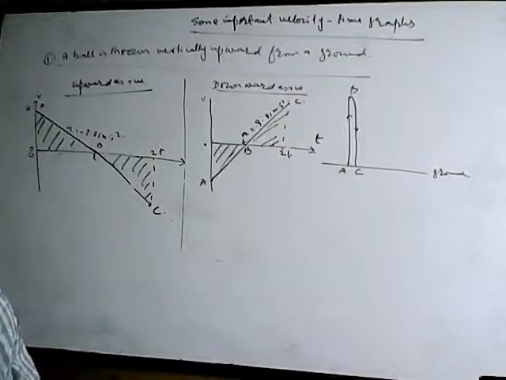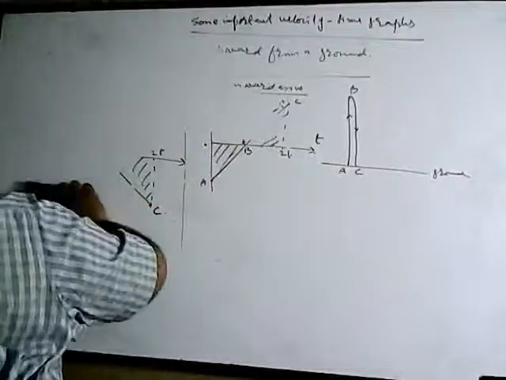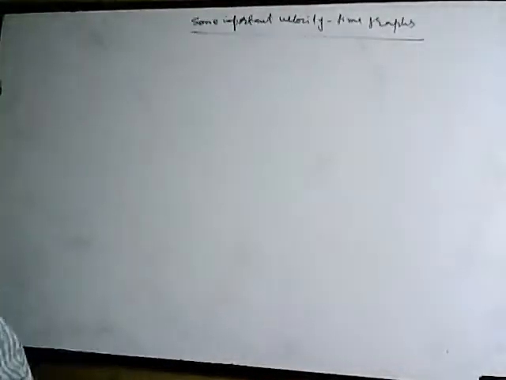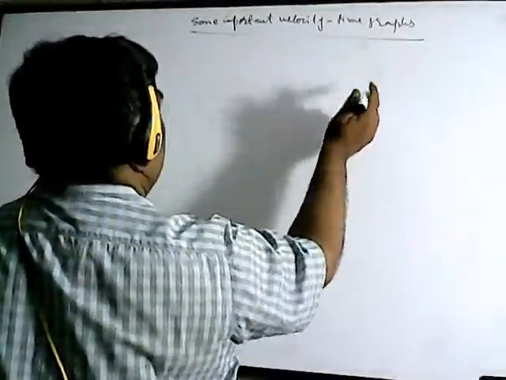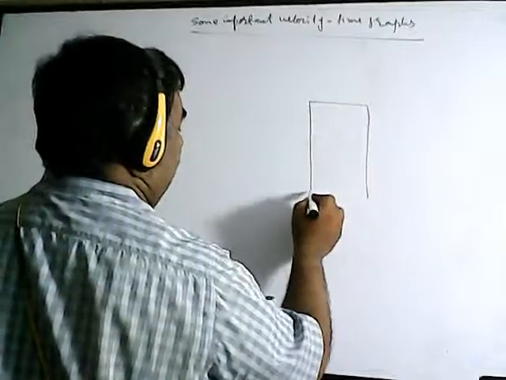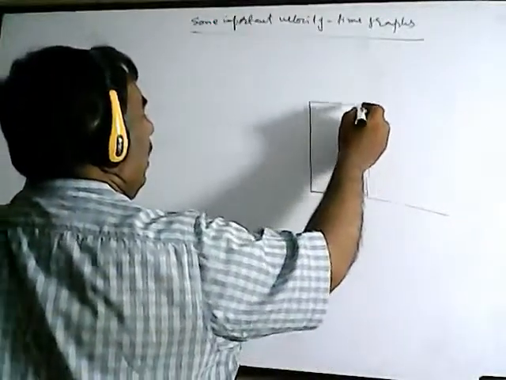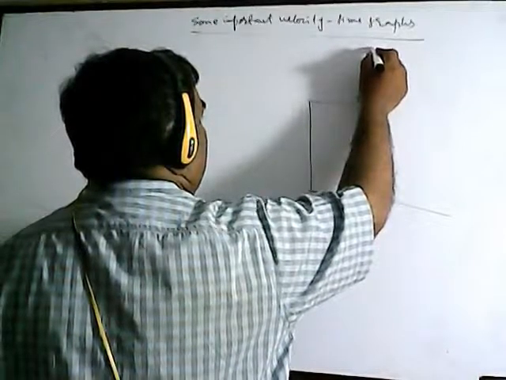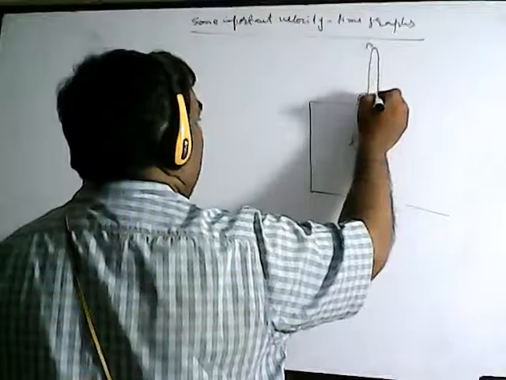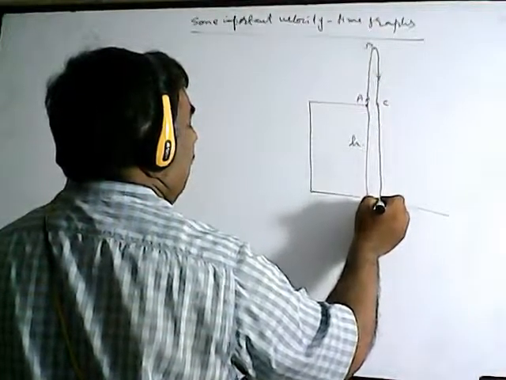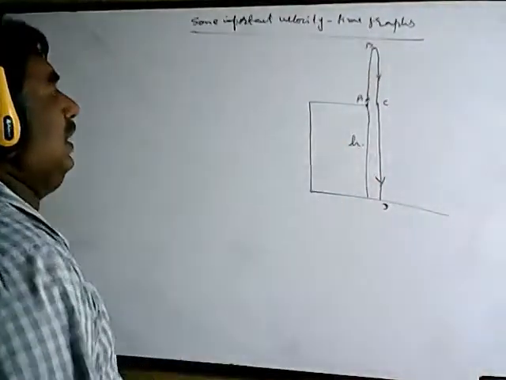But suppose I'm discussing here another case, a very important case. This has come so many times in exams. Suppose this is the top of a building, or a cliff, which has height h, and the ball is thrown from here. This is the A point. It goes here. It reaches this point B. Then it comes here. This point is C. Then it comes here and hits at point D. This is the actual thing, how it's happening.